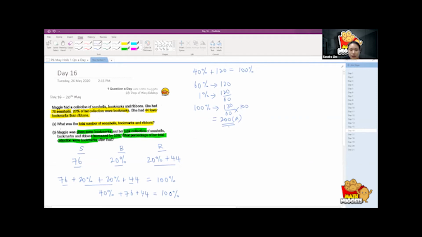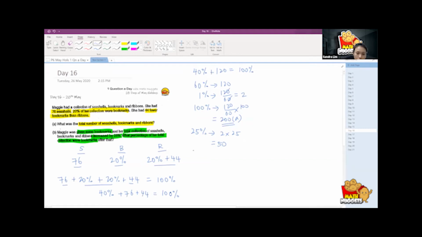So if we know that 100% is 200, what is the increase, right? The increase of 25%. I can take my 1% just now. Okay, never mind. Let me just go and work this out. So 1% is 2, isn't it? So 2 times 25, meaning she increased her collection by 50. She received 50 additional bookmarks.